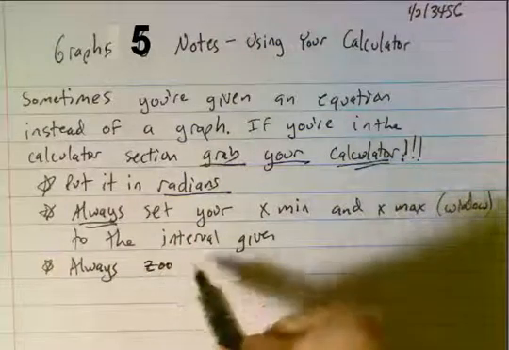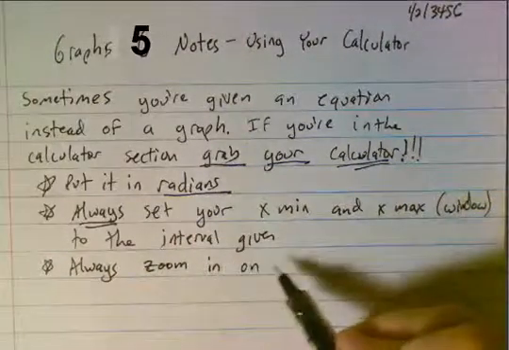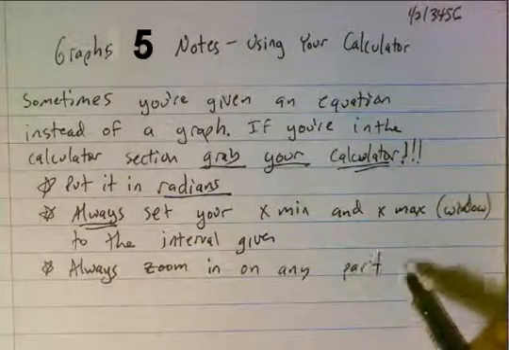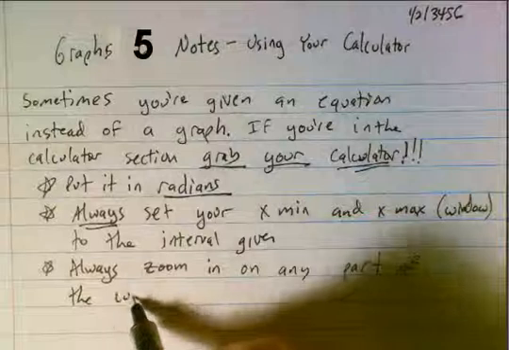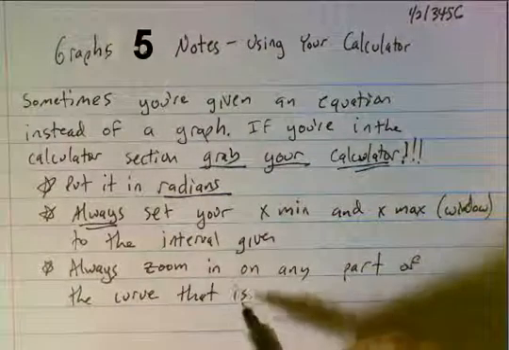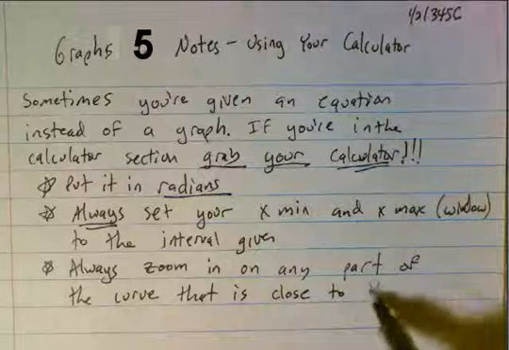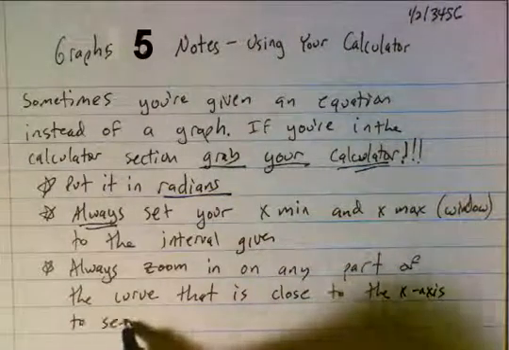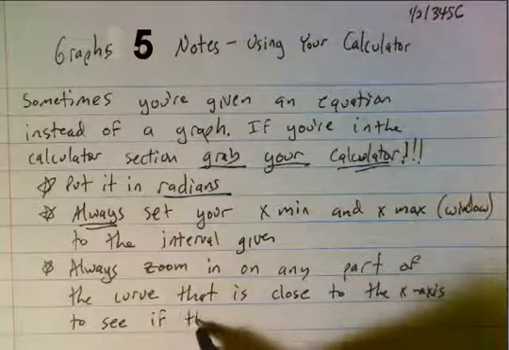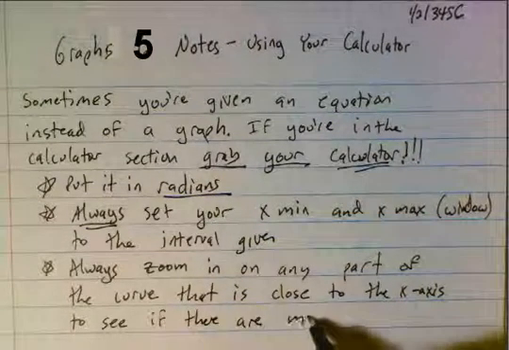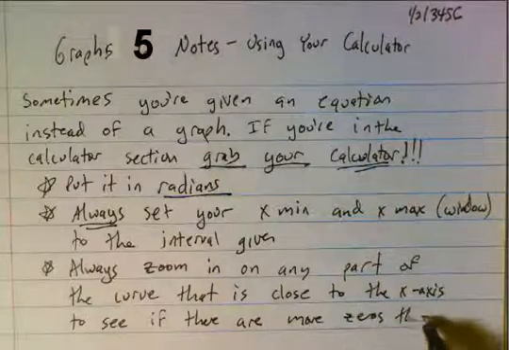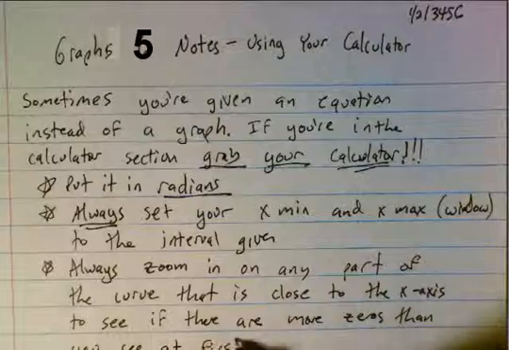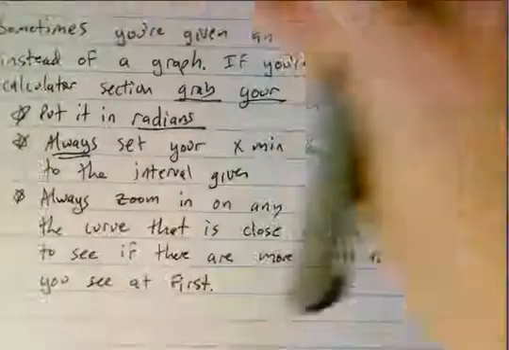Always zoom in on any part of the curve that is close to the x-axis, to see if there are more zeros than you see at first. So let's give an example.